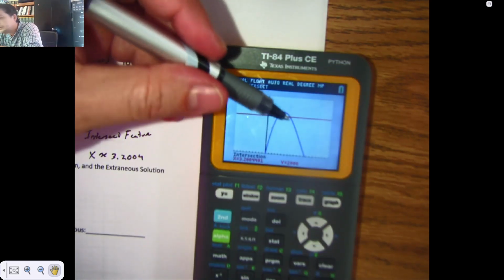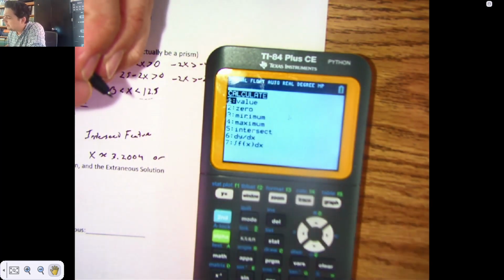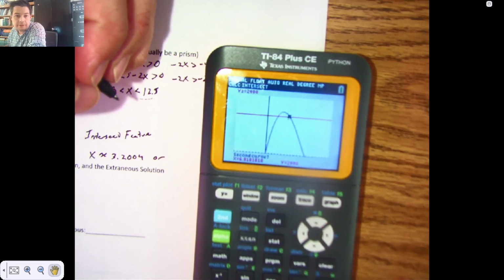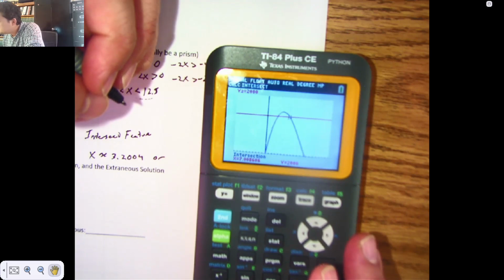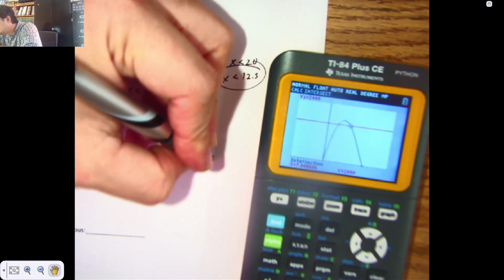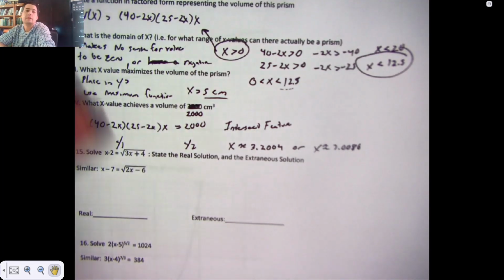There's a second answer. Second trace 5, get that little blinky dude close, enter, enter, enter. I got an x value of roughly 7.0086. So you don't have to know algebra to do that problem. You just have to know how to set things up, which is an issue.